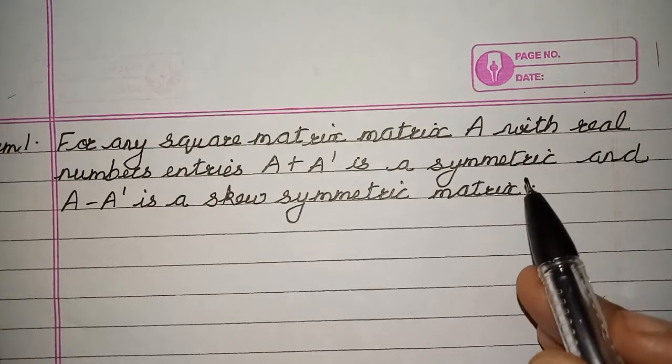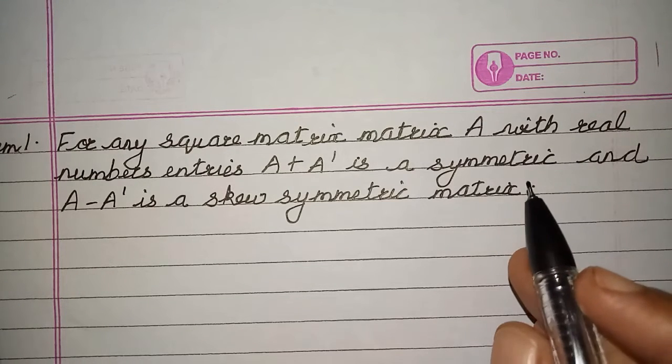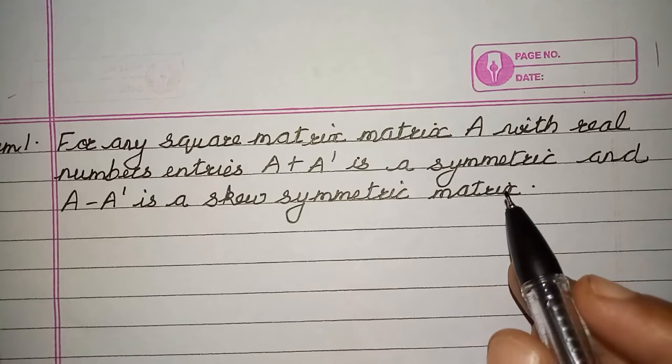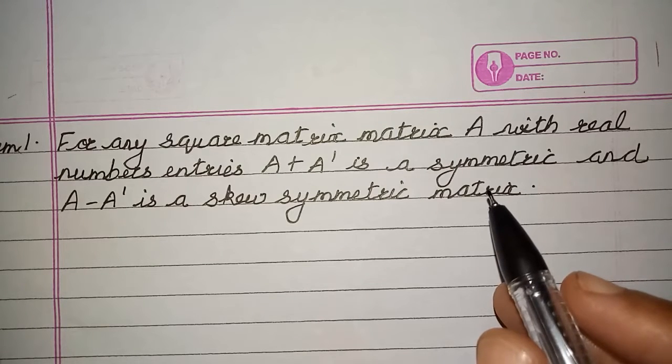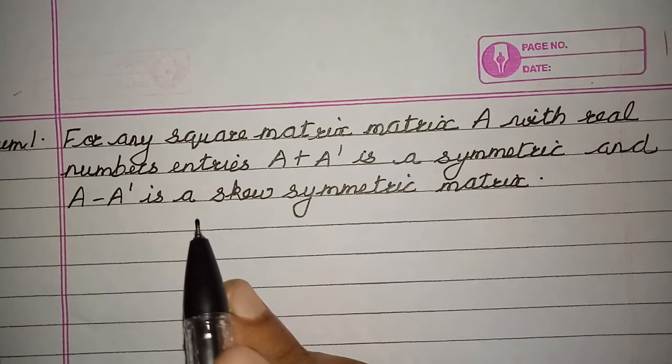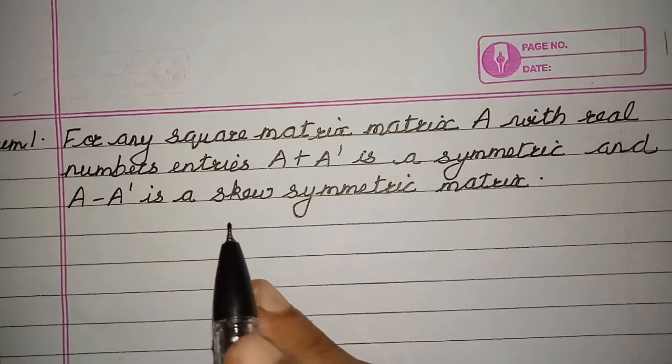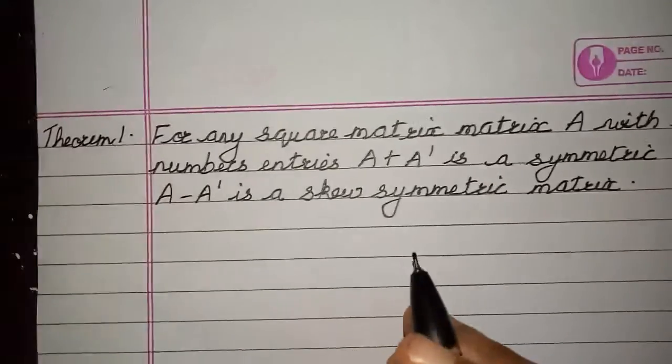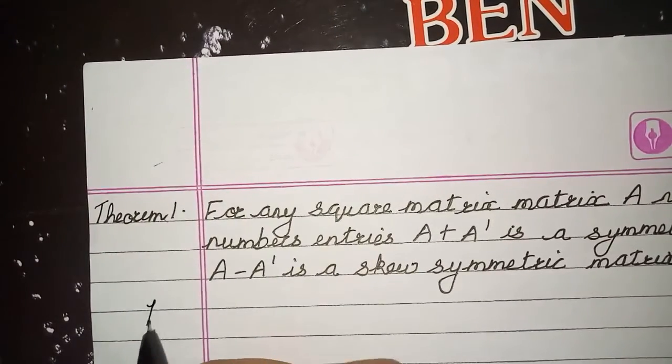Is that clear, children? What do you mean by symmetric matrix, children? Symmetric matrix means that A is same as A transpose. Okay. What do you mean by skew symmetric matrix, children? A is equal to minus of A dash. Okay. So let us prove this, children. So the proof goes this way.